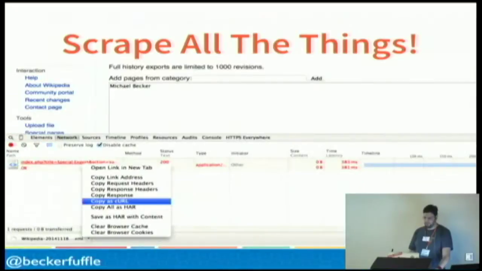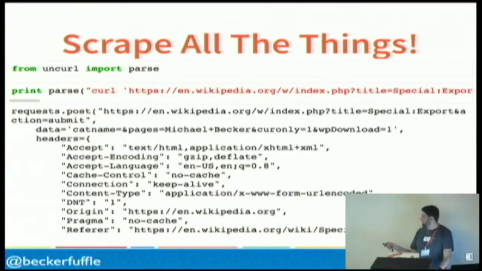And this is made trivially scriptable by using the copy as curl command in Chrome. If you're not familiar with this, it's a really cool command. If you open up the developer tools in Chrome, and you take any request that your browser has made, you can choose copy as curl. And that's going to give you something like this.